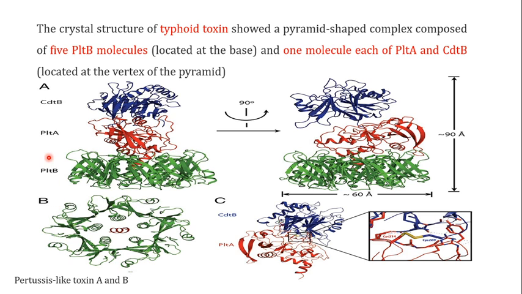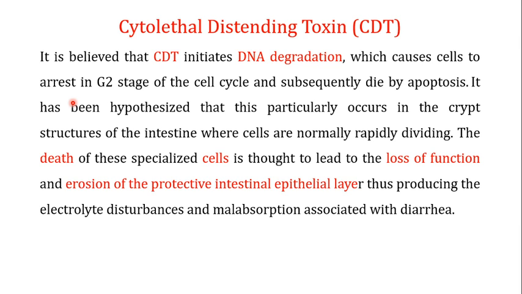So this will be the pertussis-like toxin A, this will be the pertussis-like toxin B. These toxins have similarity with the toxin of pertussis, therefore they are known as the pertussis-like toxin A and the pertussis-like toxin B. And then you have this endonuclease part over here, which is known as the CDTB. Now this CDTB is actually the cytolethal distending toxin. It is one of the important components of the typhoid toxin.